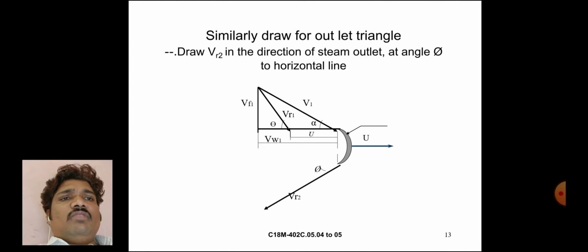In this figure, V1 is the steam inlet velocity, VR1 is the steam inlet relative velocity, VF1 is the steam inlet flow velocity, VW1 is the steam inlet whirl velocity, u is the blade velocity, VR2 is the steam outlet relative velocity, as shown in this figure.